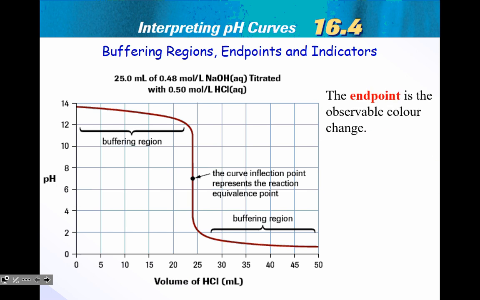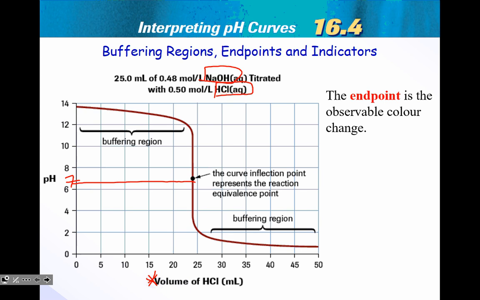All right, so the endpoint is the observable color change. Remember, the endpoint and the equivalence point are about the same time. The equivalence point is the number of moles of each of the reactants that react with each other. In this case, we have an acid and a base, a strong acid and a strong base combo, right? So the pH at the equivalence point is going to be around 7, and the equivalence point is actually when the number of moles of each of the reactants is equal.